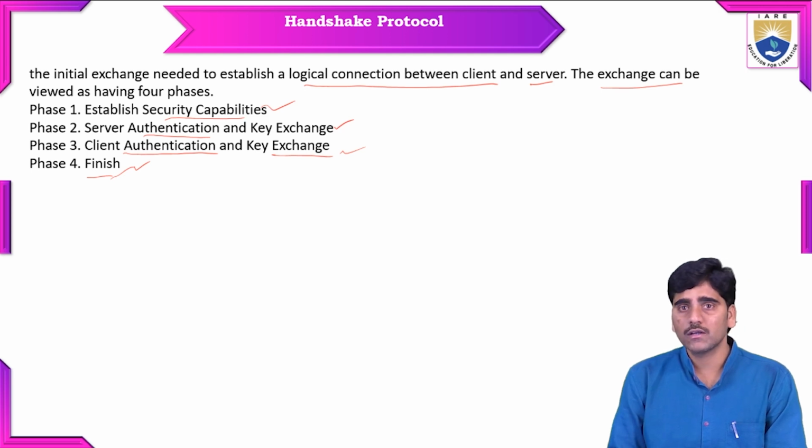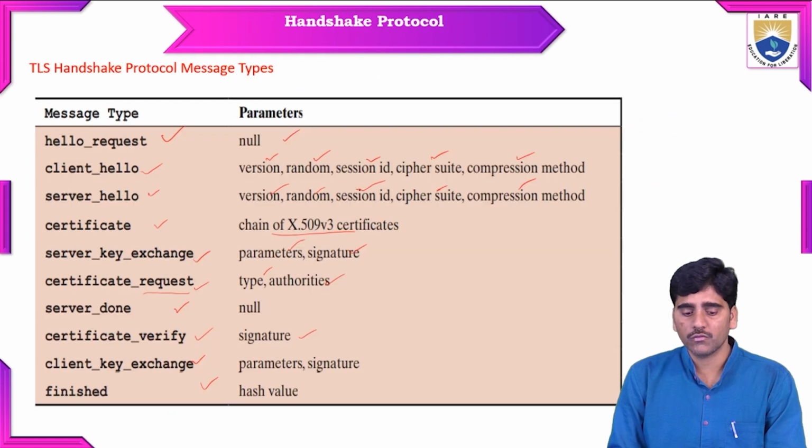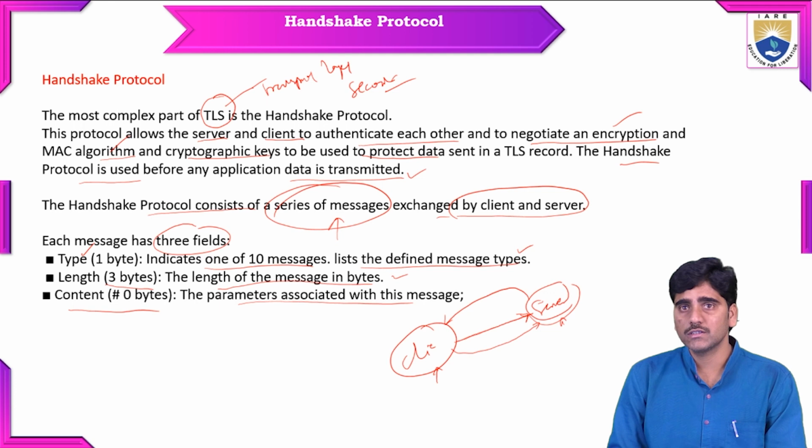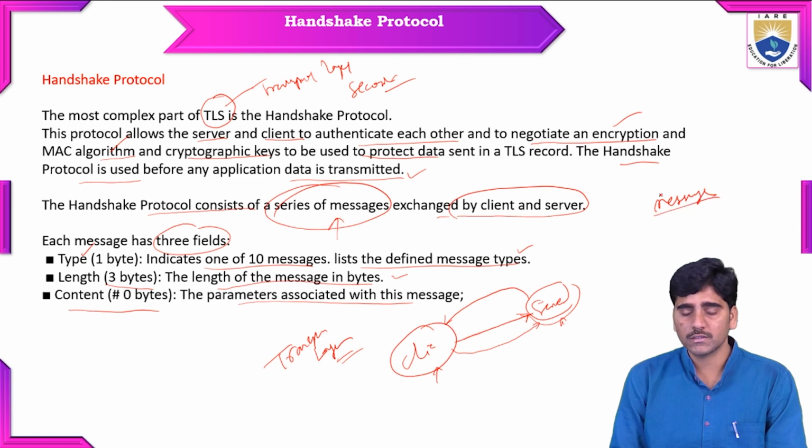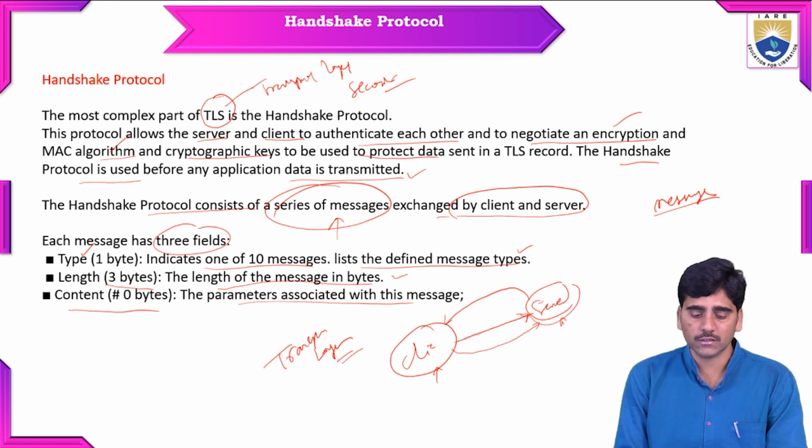So once again we revise the topic which we discussed in this session. The first one is what is meant by handshake protocol, which is a part of transport layer security. The handshake protocol implements handshake operations with the help of message types. What are the fields that a message contains? Each and every message contains its own type, its own length, and its content.